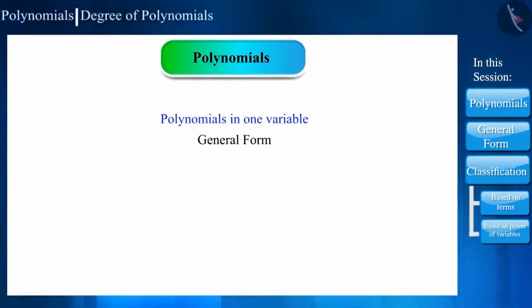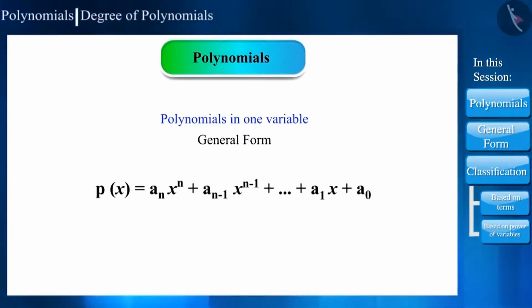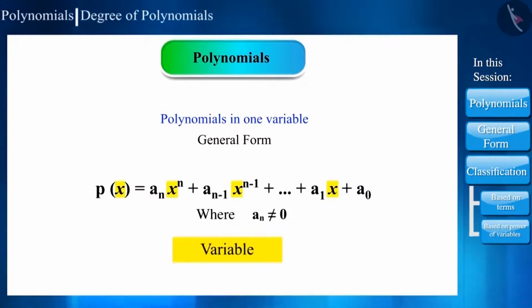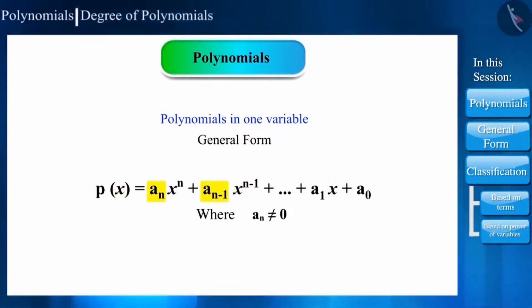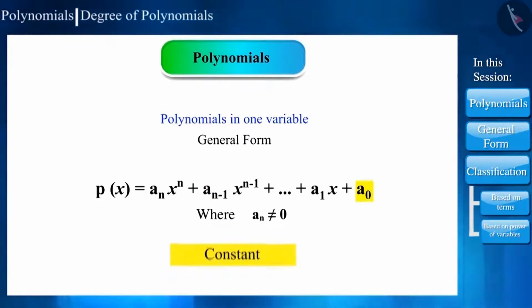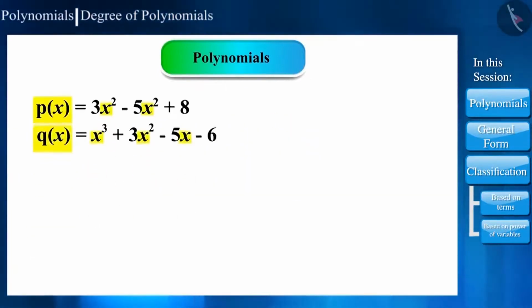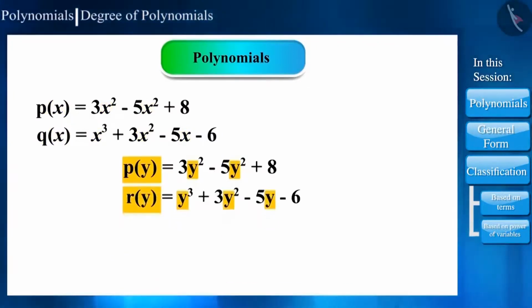The general form of polynomials is expressed in this manner, where x is called the variable, a_{n-1}, a_1 are coefficients, and a_0 is a constant. Polynomials are expressed as p of x, q of x, or according to the variables, p of y, r of y, or r of t, q of t.